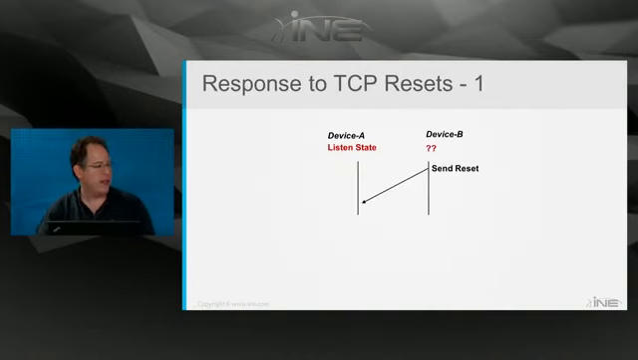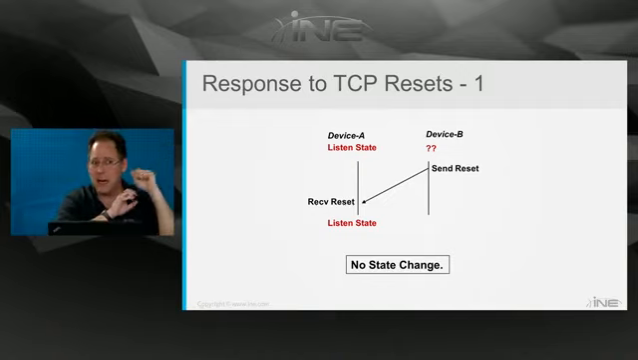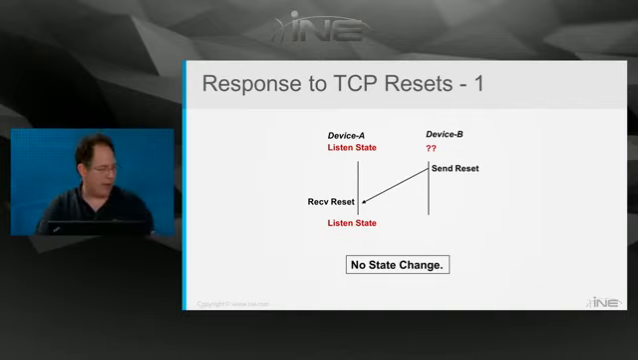So let's say that device A is in the listen state. This is like a server that's maybe listening for incoming HTTP, listening on port 80. But instead of receiving a SYN, which would normally create the transmission control block, all of a sudden it receives a reset. Well, that won't do anything. He'll say, okay, thank you for telling me you wanted to kill a connection with me, but guess what? I didn't have a connection with you anyway, so I'm just going to ignore that message. So there's no state change.